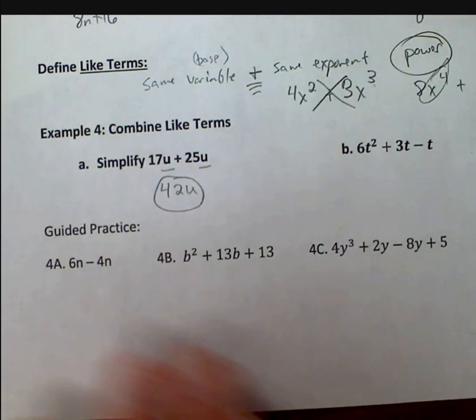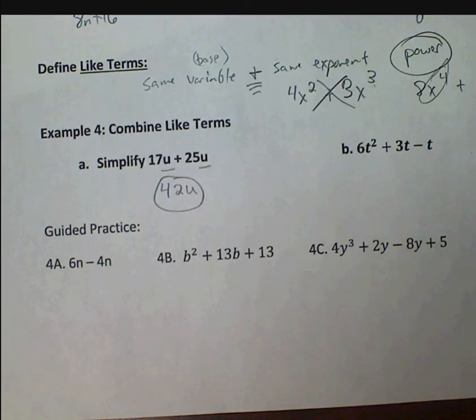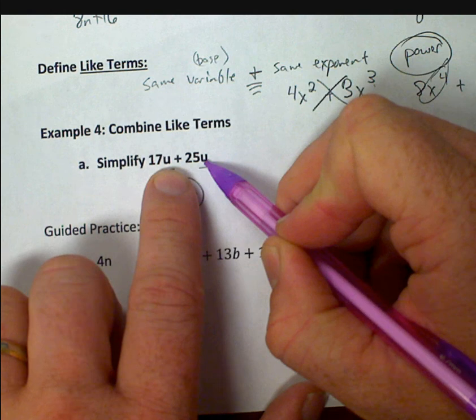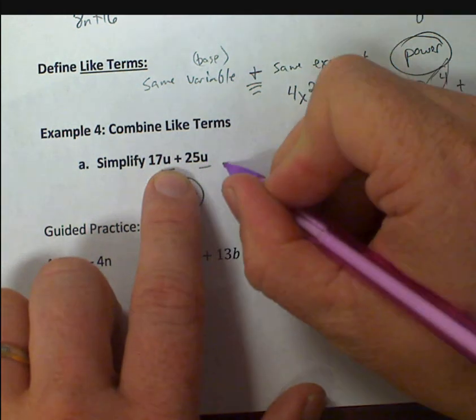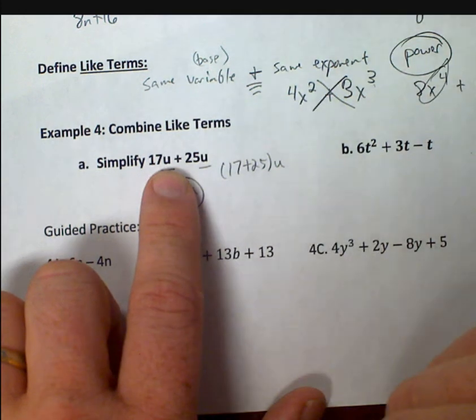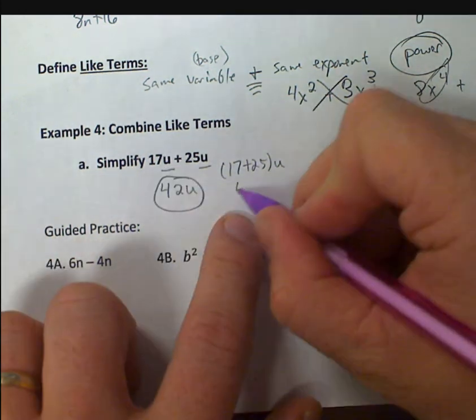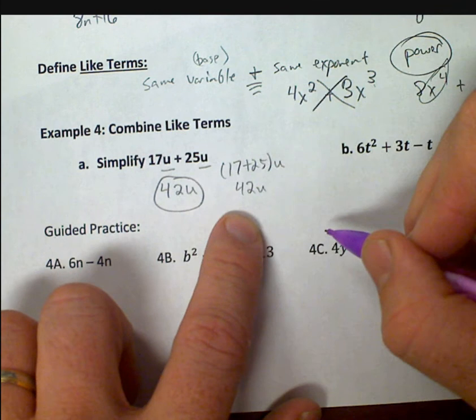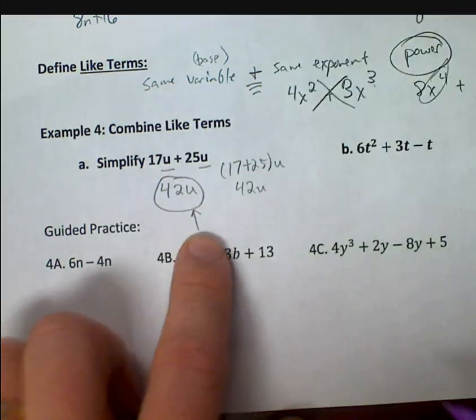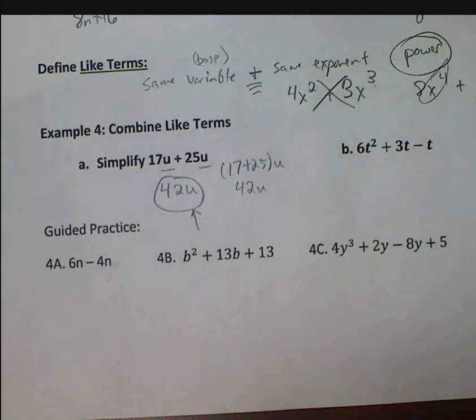I have 42u. Now if I were to use the distributive property, they both have a u, so I can literally take a u out. That would be the same thing as 17 plus 25 u on the outside. That would be 42u. But this is doing too much, so I'm going to focus on this. So we just need to get better at combining like terms.